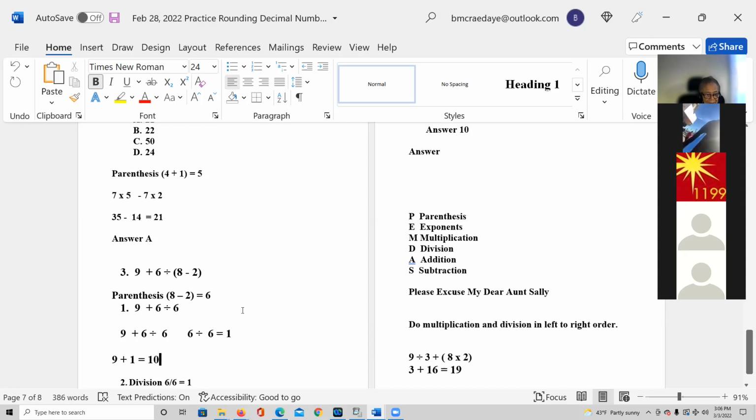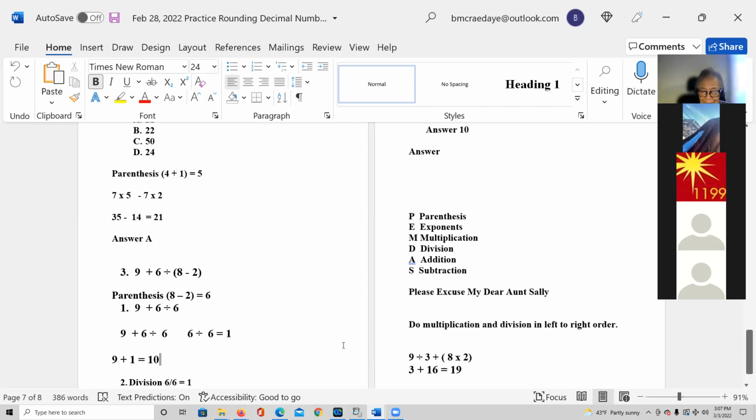I made the error of going the other way around, addition first. You added the 9 plus the 6 and got 15, and 15 divided by 6 does not give you a whole number. You had a decimal or a mixed number. Okay, thank you. Got it? Yes, got it.